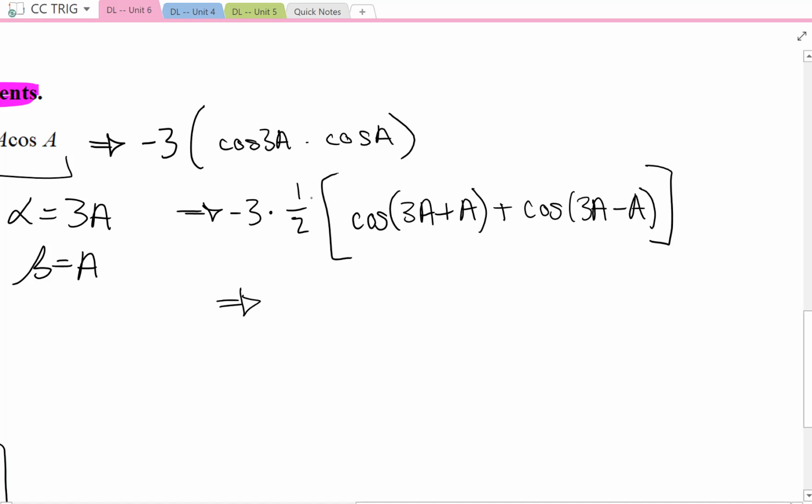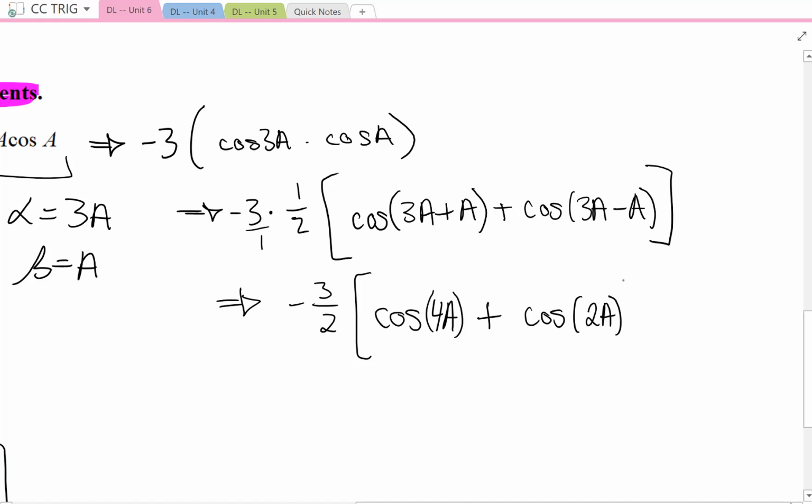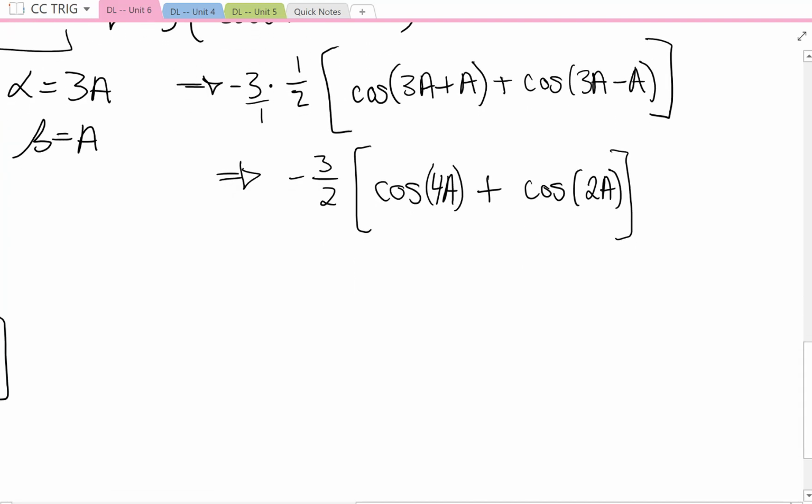Do the algebra to simplify. So -3 times 1/2 is the same as -3/1 times 1/2, which is -3/2. That's being multiplied by cosine of 3a plus a is 4a. Again, you can write parentheses around this, or you don't have to. Plus 3a minus a, that would be cosine 2a. This is an acceptable answer. You could also write it as an entire fraction. Let's go ahead and distribute this.